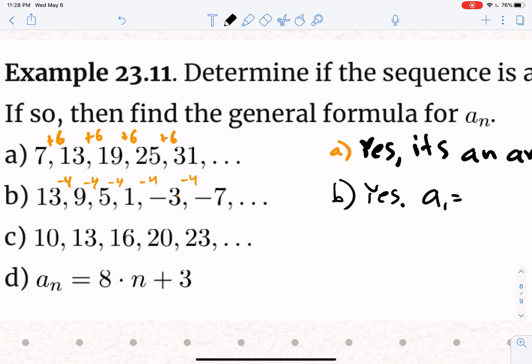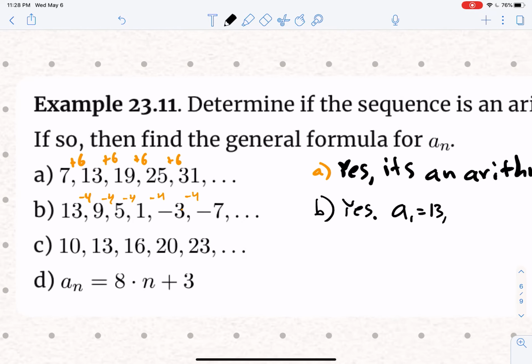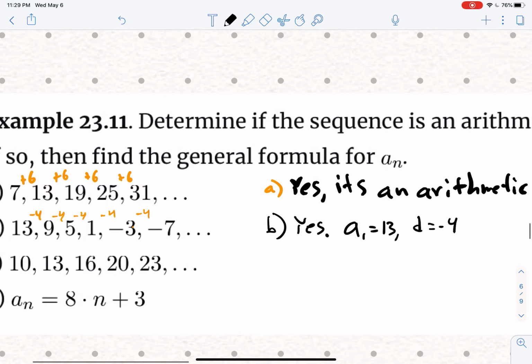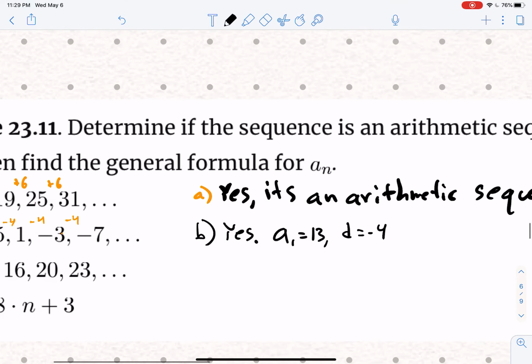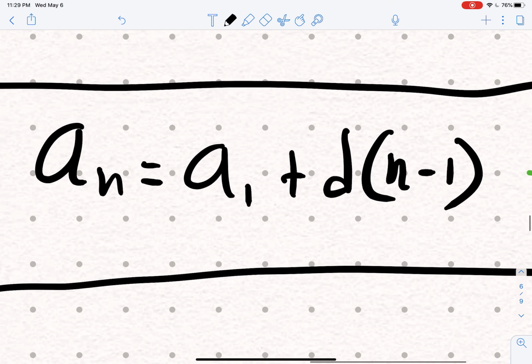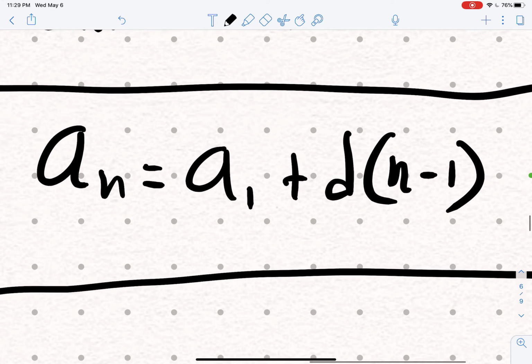A1 is equal to 13. And that D, that common difference, is now a negative number. It's negative 4. With those in mind, we can go ahead and substitute and get our general formula. We're going to use the same formula as before, plugging in for A1 and for D.